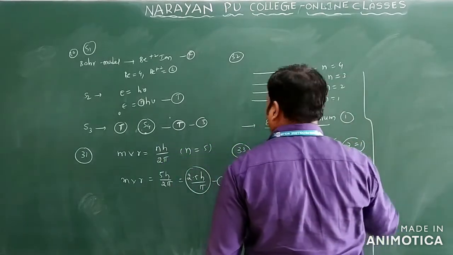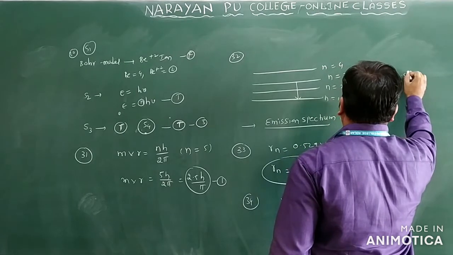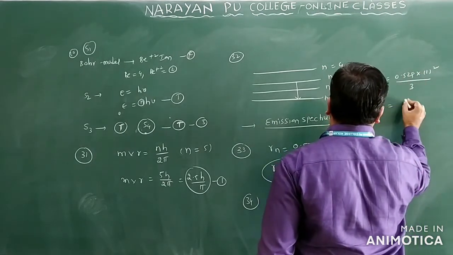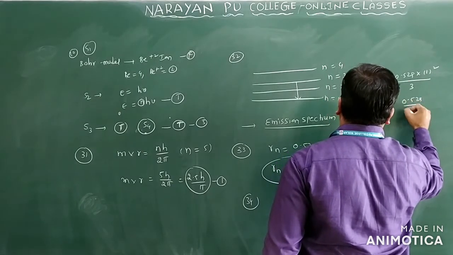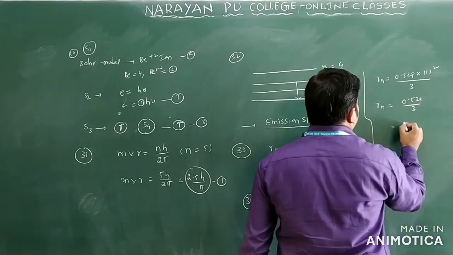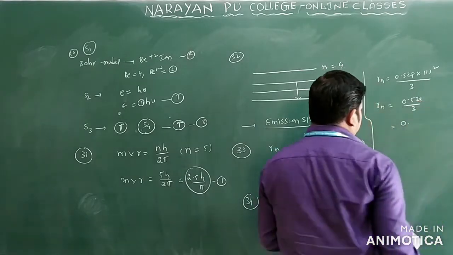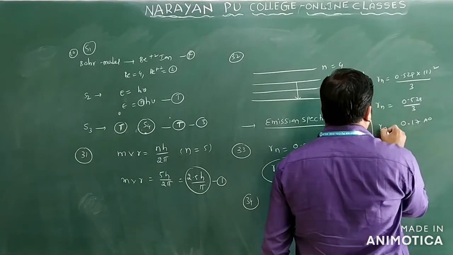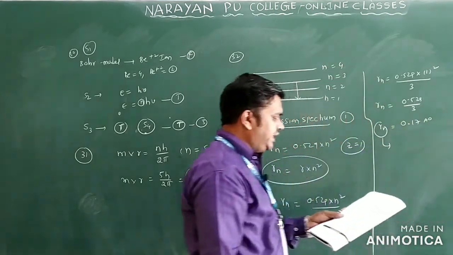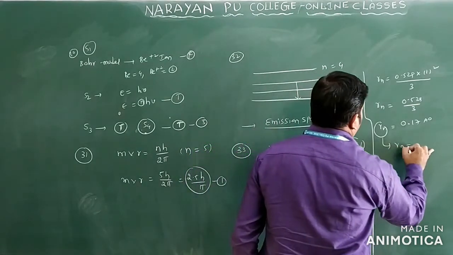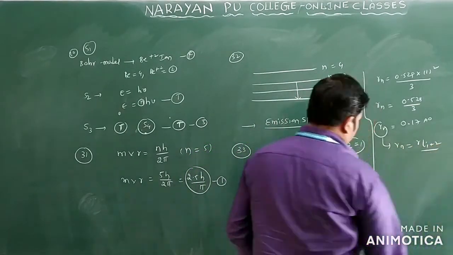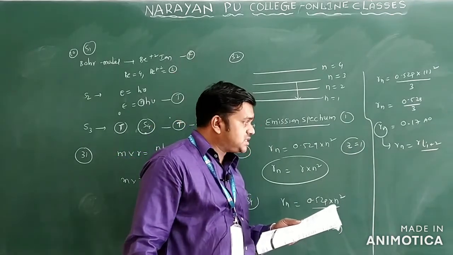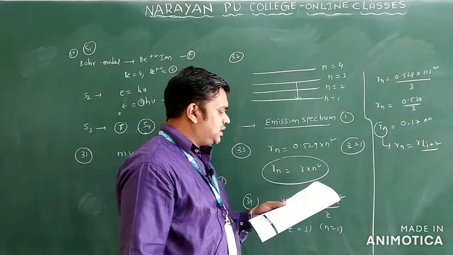We have Rn is equal to 0.529 into 1 square by 3. That is 0.529 by 3, which gives 0.17. What does R represent here? The radius of Li plus 2. What is the answer for this question? 0.17 angstrom units only. This is option 3 for question number 34.